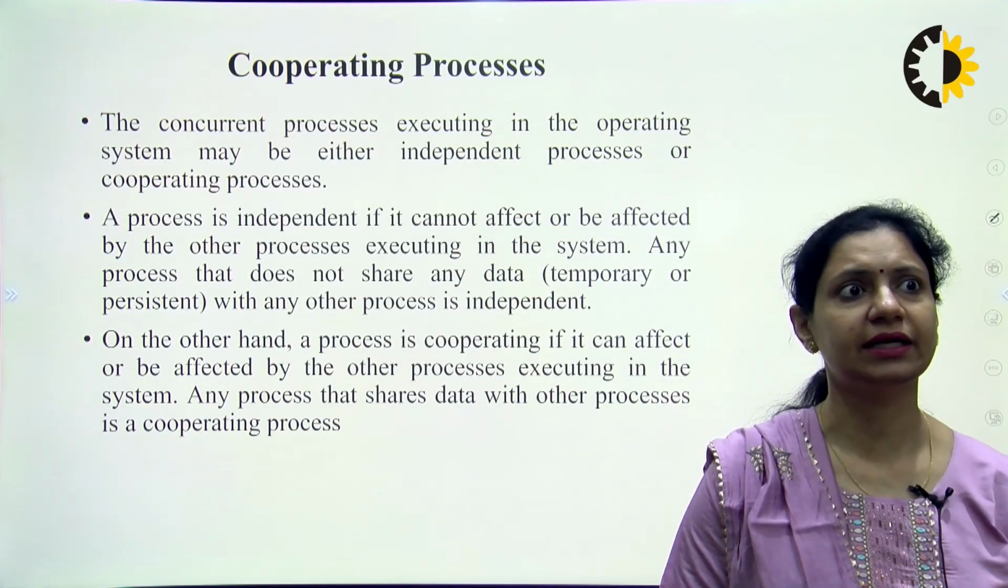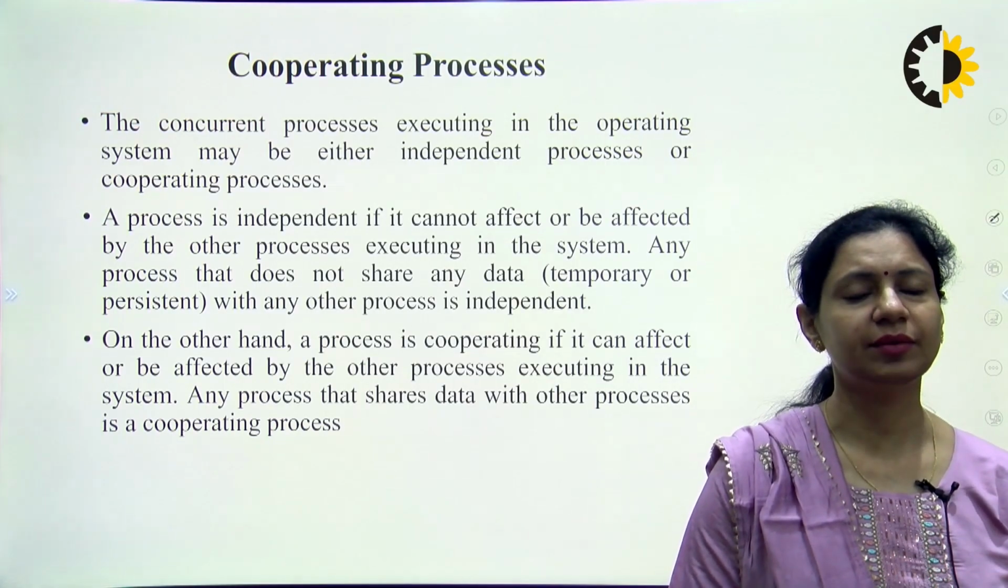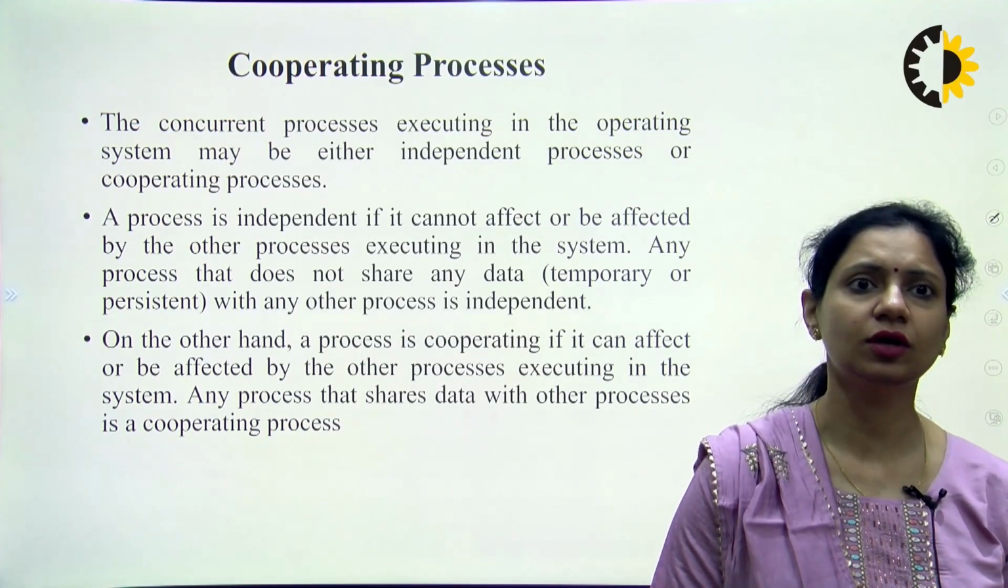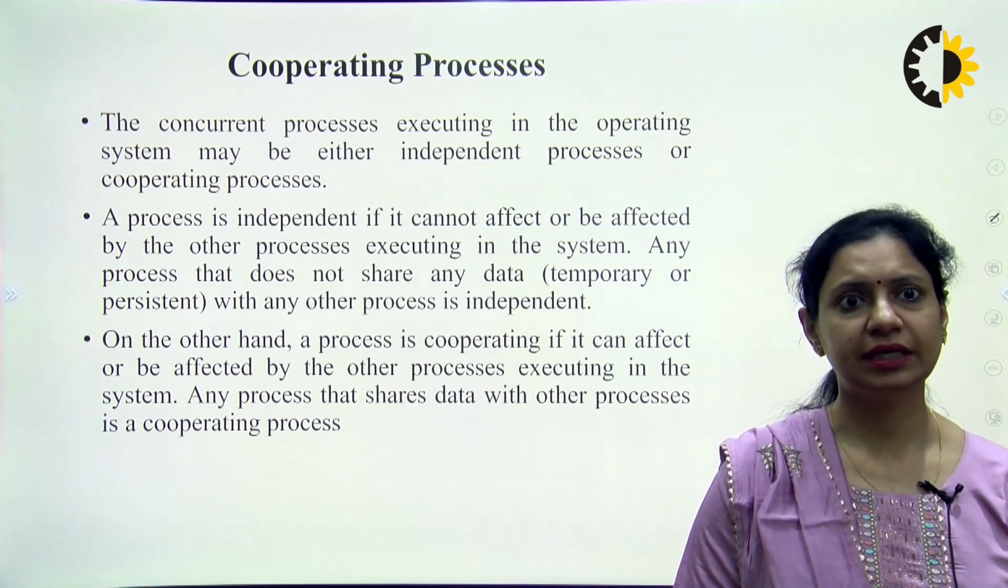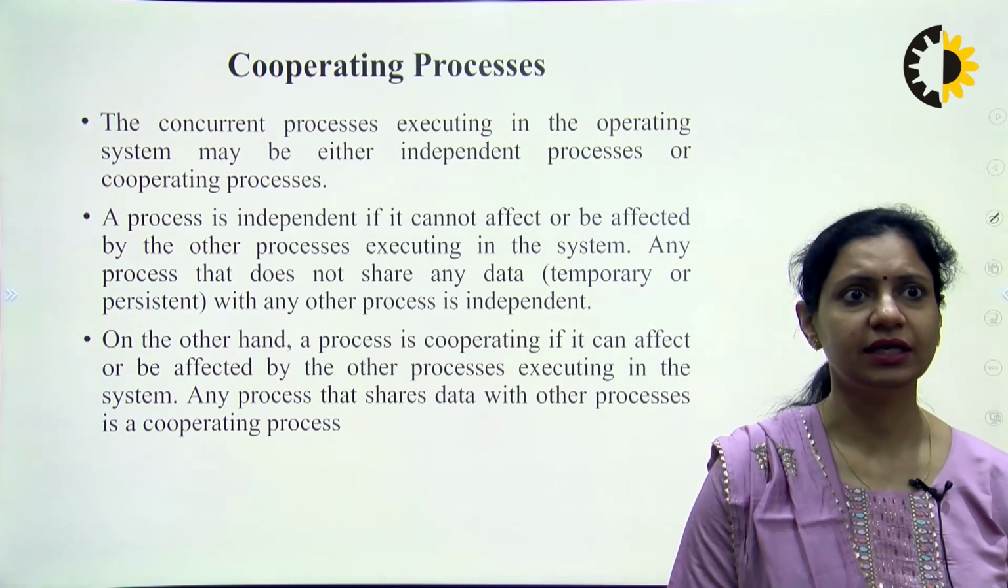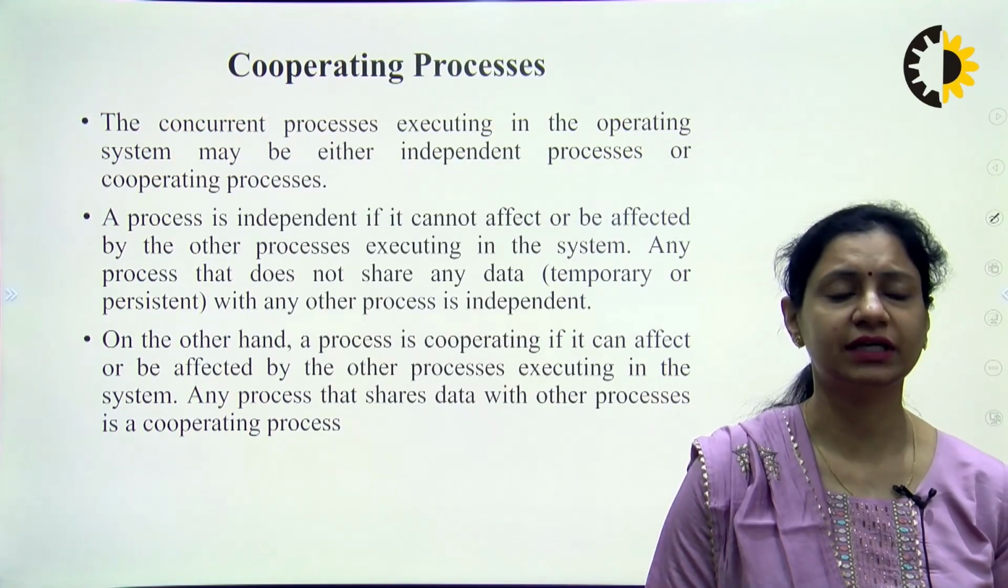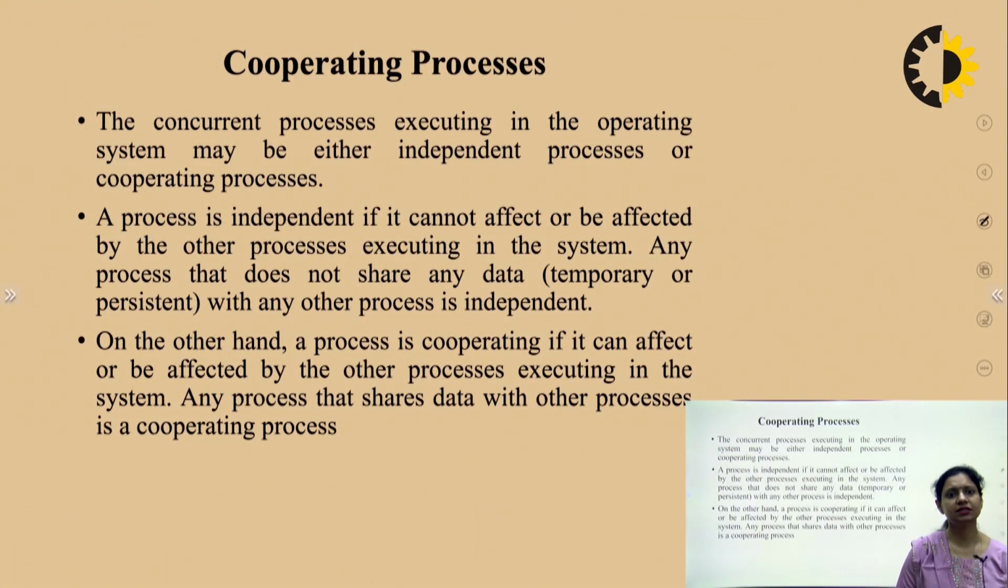The processes that are executing in the operating system may be either independent processes or cooperating processes. We say that a process is independent if it cannot affect or be affected by any other process that is executing in the system. So we call a process an independent process if it does not share any data, whether temporary or permanent data that needs to be stored somewhere in the system, and it is not sharing anything with any other process. That process is known as an independent process.